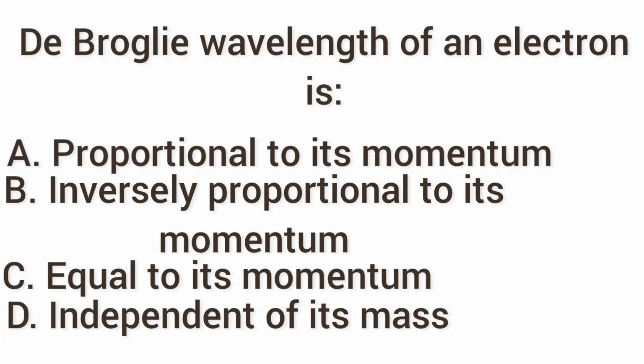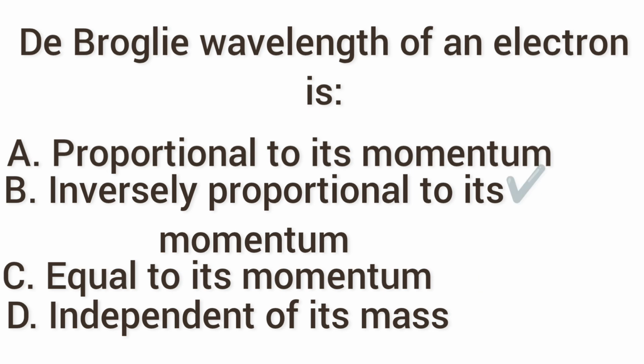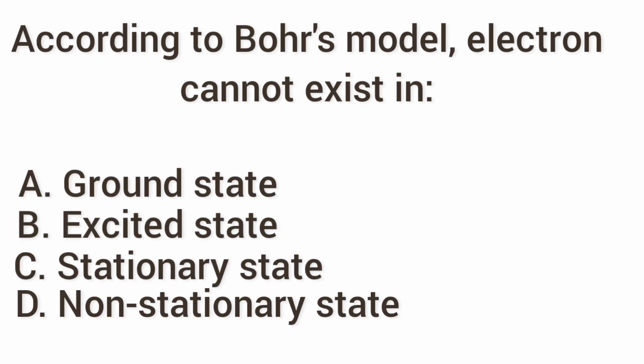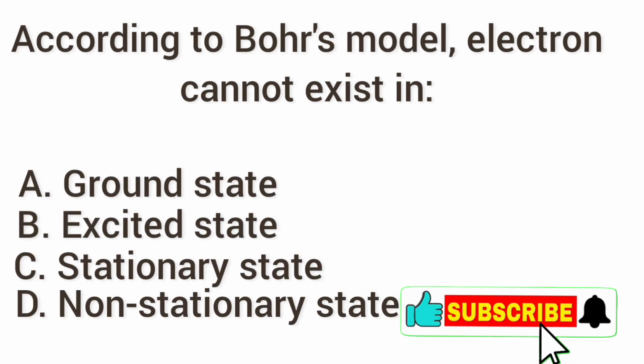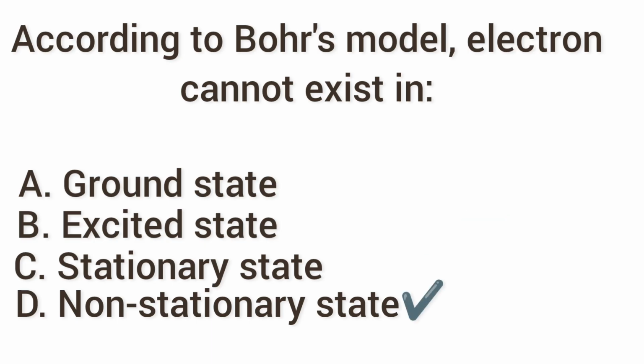De Broglie wavelength of an electron is. Right option is B, inversely proportional to its momentum. According to Bohr's model, an electron cannot exist in. Right option is D, non-stationary state.